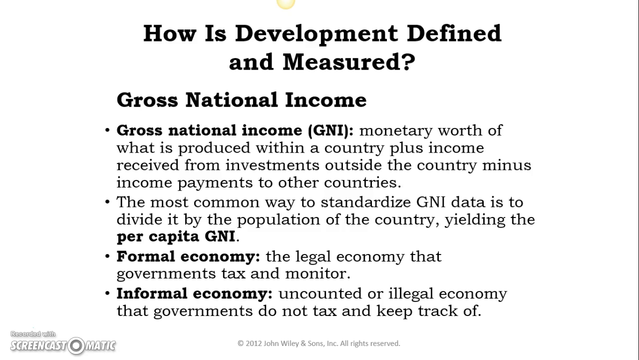The most common way to standardize gross national income data is to divide it by the population of the country. And anytime we're dividing something by a population, we're always going to call it per capita. Okay? Per capita, think per person. It's an average. So when we standardize GNI data that way, we get what's called the per capita GNI.